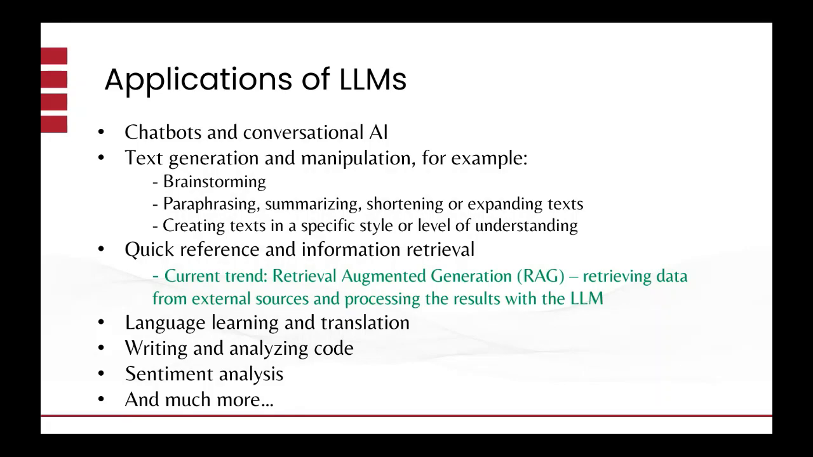ChatGPT already has these plugins for subscribers only at the moment, but you can use those to take information from other sources and then process it with the model. And this is actually how Aisha works as well. So she can check information from Google and Wikipedia and other sources, and then generate the answer based on that. Obviously, other applications like language learning, writing and analyzing code, it's actually very good at coding, and sentiment analysis, and many more.